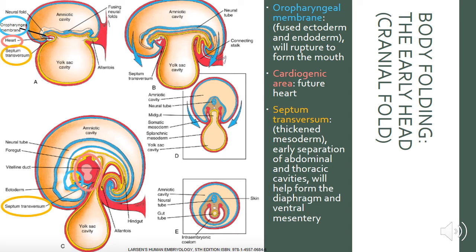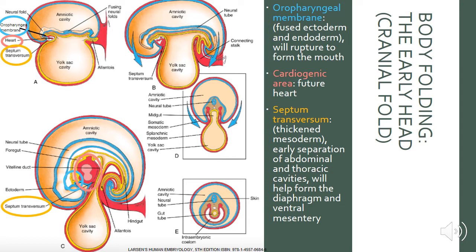And then we have the septum transversum. Now, this one's pretty important. It's a thickened band of mesoderm, and is actually providing early separation between the abdominal and thoracic cavities. Ultimately, it's going to contribute to the formation of the diaphragm and the ventral mesentery. Now, your diaphragm is a muscle that runs across your abdominal cavity, across the top, to separate your chest from your abdomen. So it keeps your lungs away from your intestines. It's also critical for breathing.